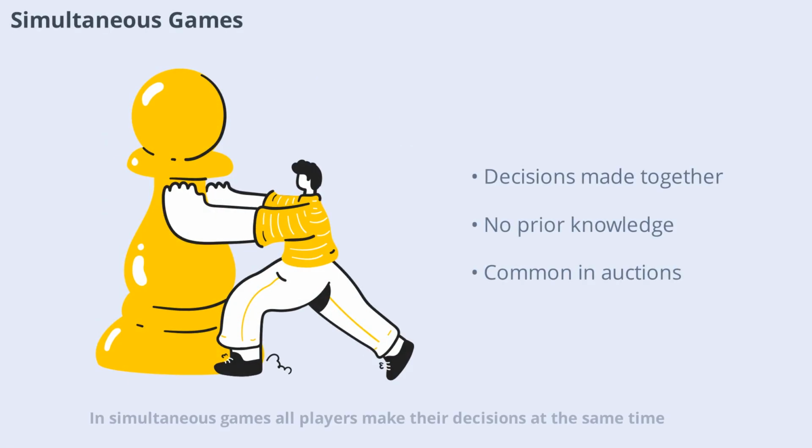In simultaneous games, all players make their decisions at the same time without knowing what others will do. This is typical in situations like sealed bid auctions or setting prices in competitive markets. Game theory provides tools to analyze these scenarios, helping predict how rational players will act when they must decide without full information.